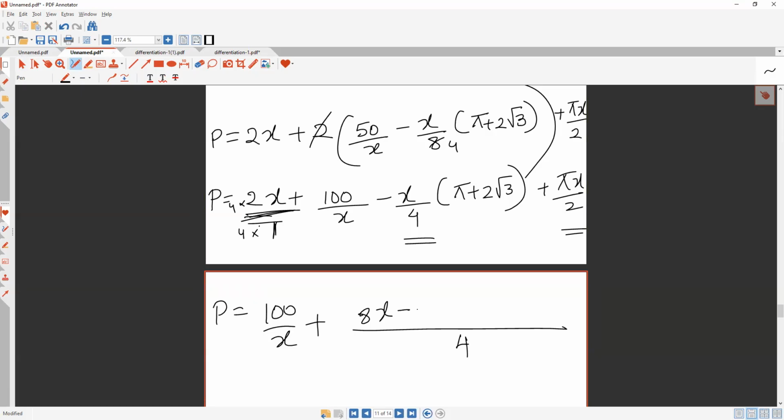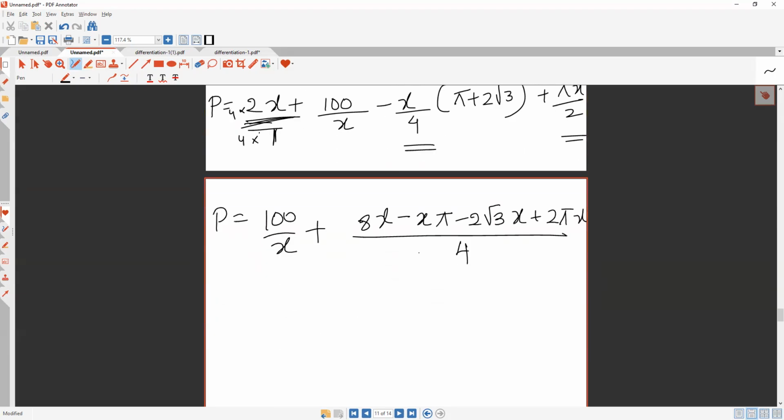Then after that, this is going to be plus minus x pi minus 2 root 3x. Here will come 2 2 plus 2 pi x. Okay. 2 pi x and minus pi x cancel. So 100 by x equals to plus 8x plus pi x.